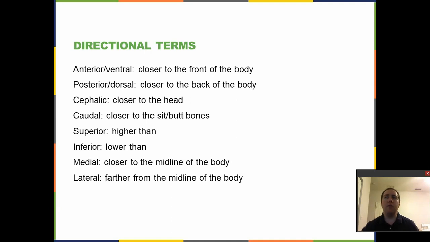Dorsal. Why is dorsal familiar? Because of a dorsal fin. Yes, the dorsal fin on a whale, on a dolphin, on a fish is on the back. And so if you remember, the dorsal fin is on the back. If we had a dorsal fin, it would be back here. And so that's how that is.